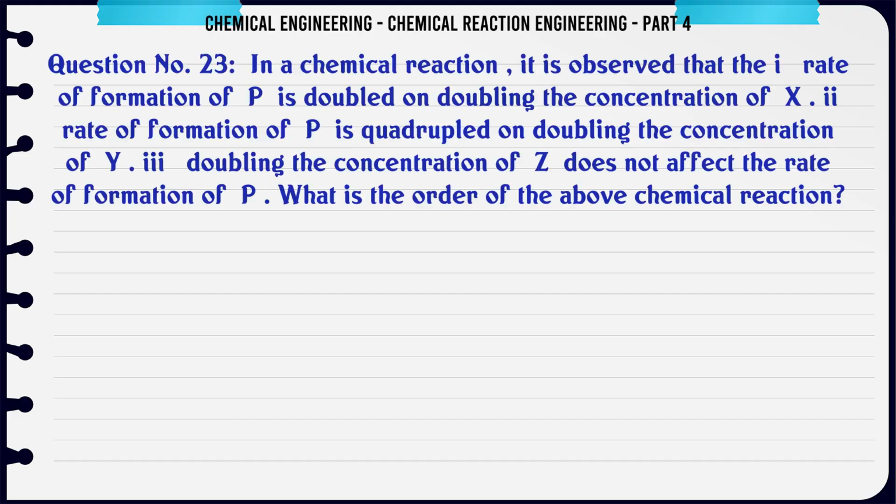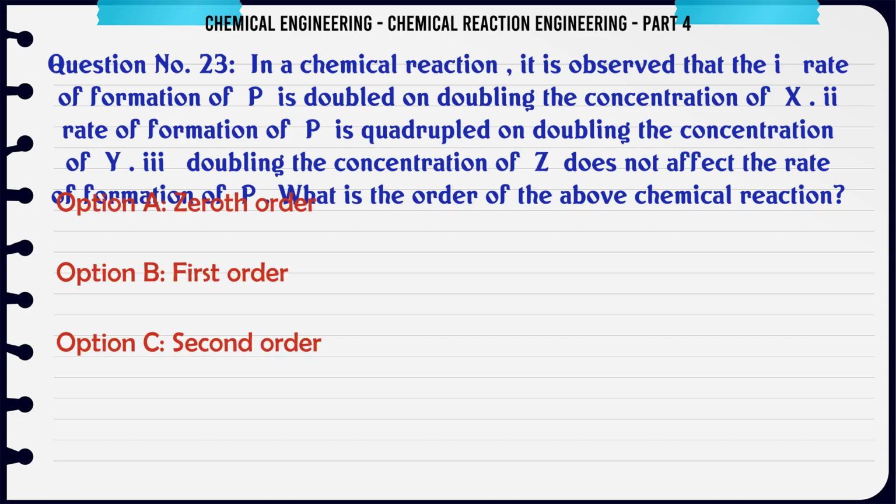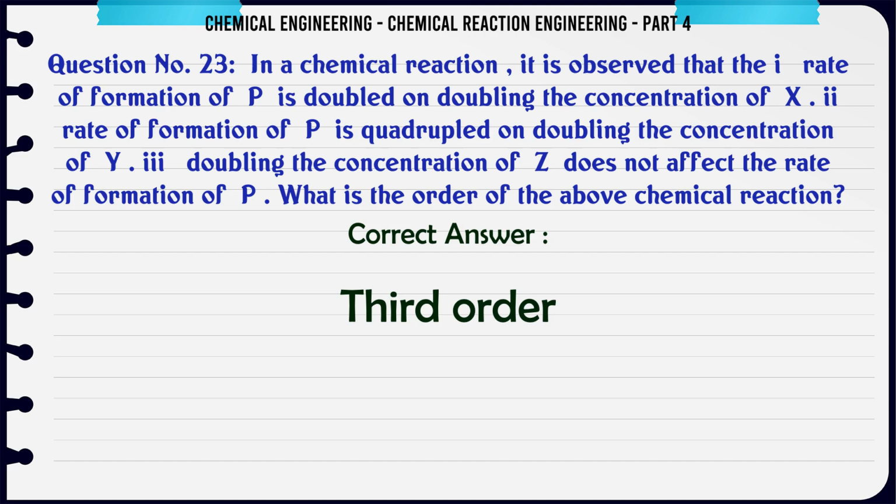In a chemical reaction, it is observed that 1. The rate of formation of P is doubled on doubling the concentration of X. 2. The rate of formation of P is quadrupled on doubling the concentration of Y. 3. Doubling the concentration of Z does not affect the rate of formation of P. What is the order of the above chemical reaction? A. 0th order. B. 1st order. C. 2nd order. D. 3rd order. The correct answer is 3rd order.